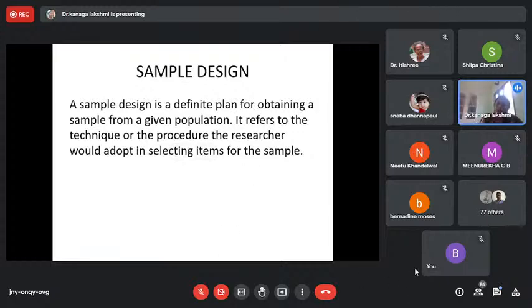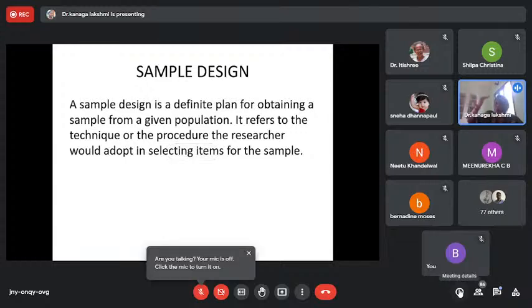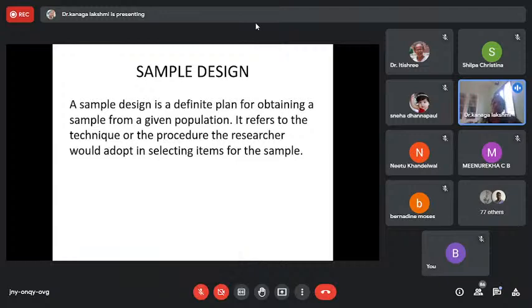Sample design refers to the technique or the procedure the researcher would adopt in selecting the items for the sample. So it is a technique or procedure that you will apply in selecting the sample. You will go through different stages, first stage, second stage, third stage, and finally you end up with the right women entrepreneur population. This is what is called the sample design, or it is nothing but a plan you are formulating before entering into the research.